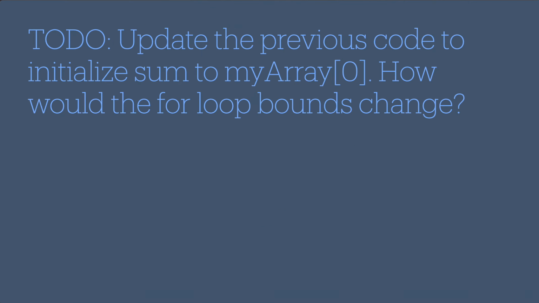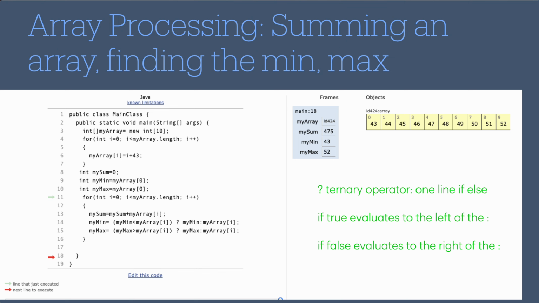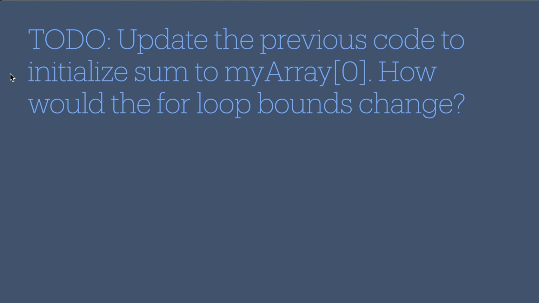I have a to-do here, and the to-do is to update the previous code to initialize sum to my array of 0. How would the for loop bounds change in that case? Okay, so some of you might have said, wait, we're initializing my min to my array of 0 and my max to my array of 0. Why don't we initialize my sum to my array of 0 too? I mean, it's just as valid, right? The first value is going to have to be used in the sum anyway, so why don't we just do that? And if you do that, you can change the for loop bounds. And so how would you change the for loop bounds?